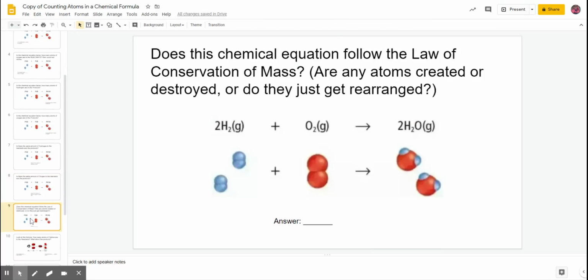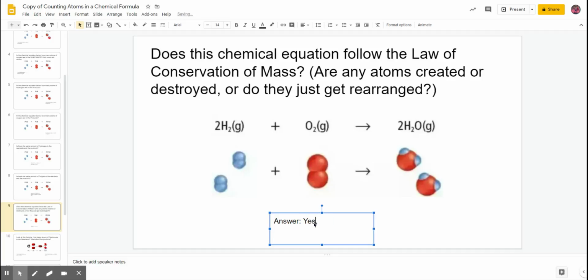Looking at this last question, does this chemical equation follow the law of conservation of mass? Are any atoms created or destroyed, or do they just get rearranged? Well, we had the same amount of hydrogen on this side as on this side, and the same amount of oxygen on this side as on this side. So the answer would be yes, it does follow the law of conservation of mass. What that basically means is this equation is balanced. It means we have the same amount of every type of atom on the reactant side as we do on the product side.